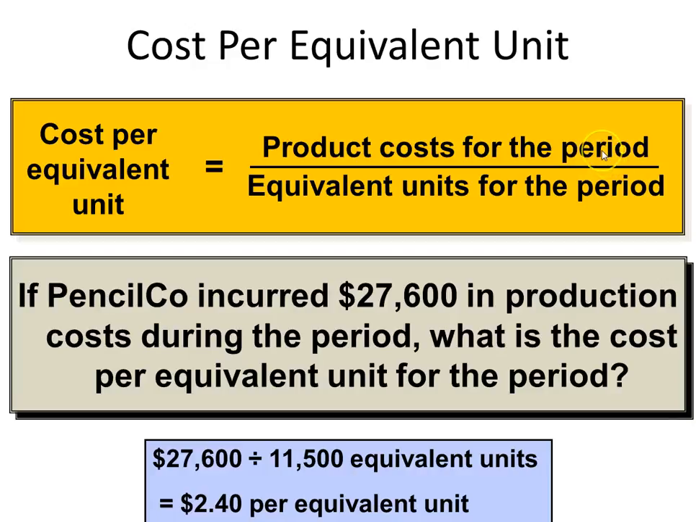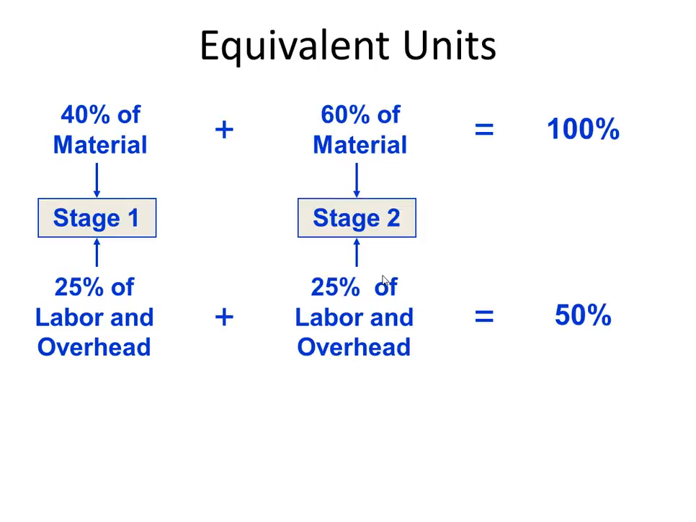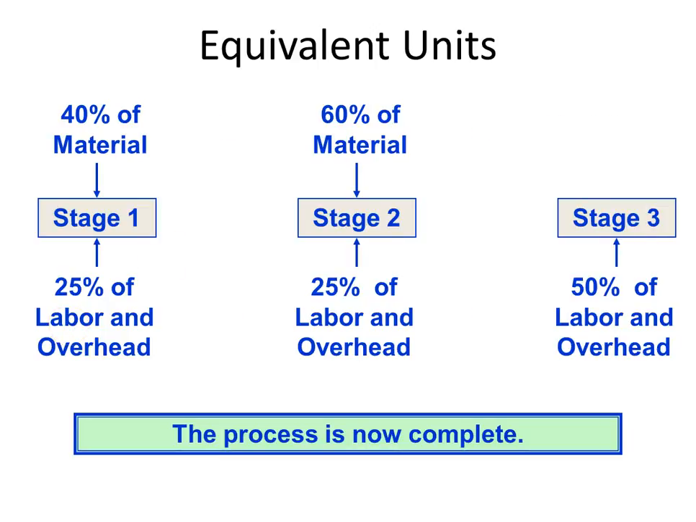The key component to remember for this chapter will be the equivalent unit calculation, both on a unit basis as well as percentage of completion. And again, an example would be 40% of your material, 25% of your labor, and then you have to multiply that out. 40% of your material, and you simply multiply that and add them up to get the equivalent units.